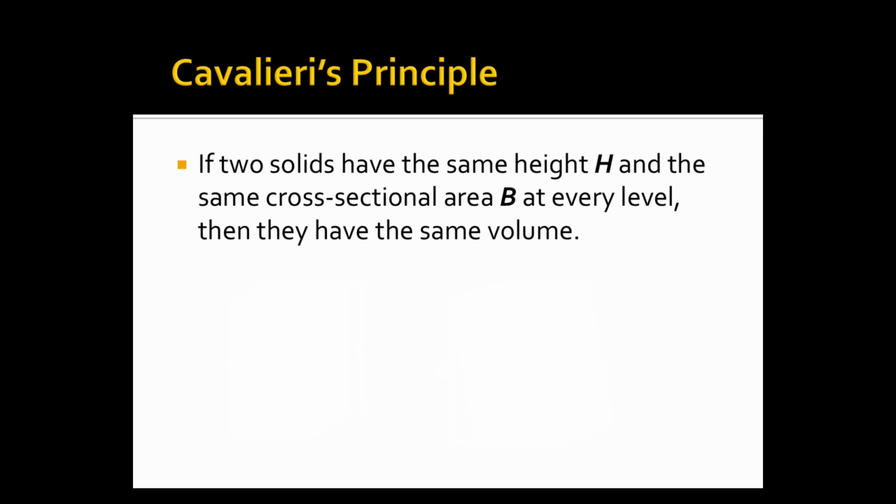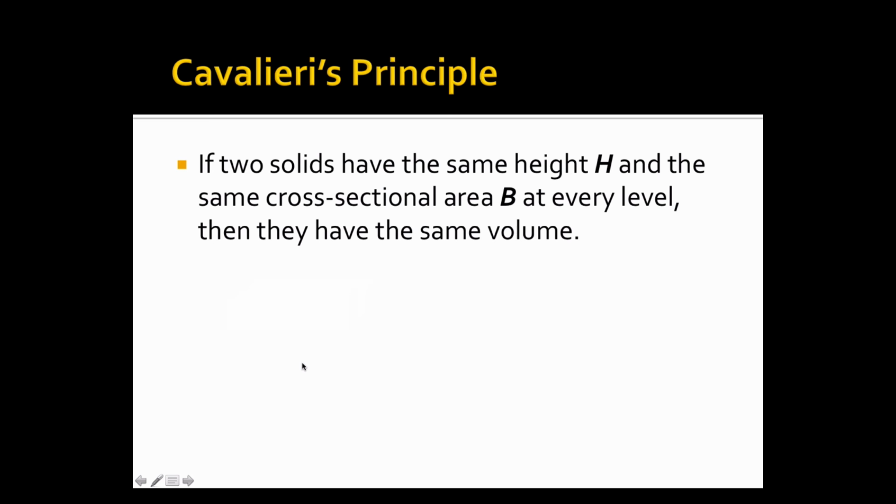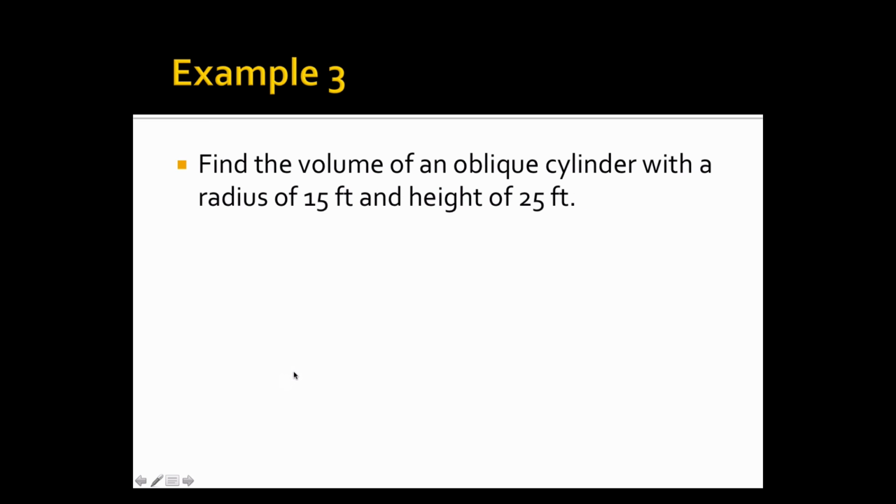Oh, let's go back to this guy. Notice the chunk of information we're missing here is the height, so you have to do Pythagorean theorem. Would you do 5 squared plus 8 squared equals 16 squared, or 10 squared plus 8 squared equals 16 squared? 10 squared. Yeah, use the whole 10. Okay, so Cavalieri's is done. Do that one.